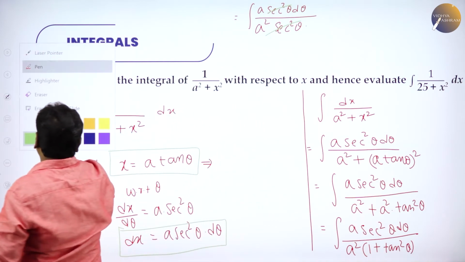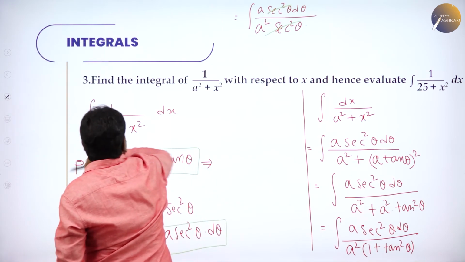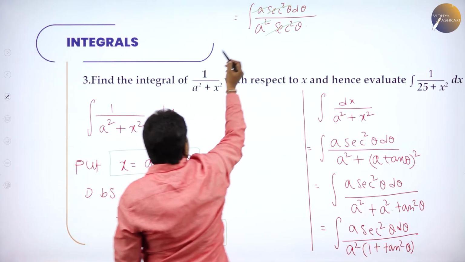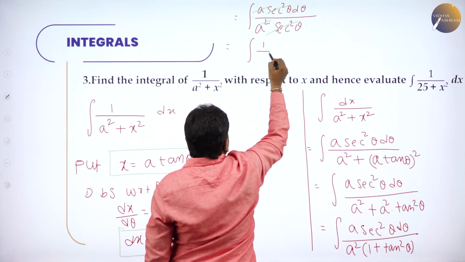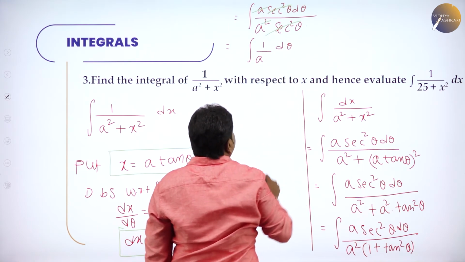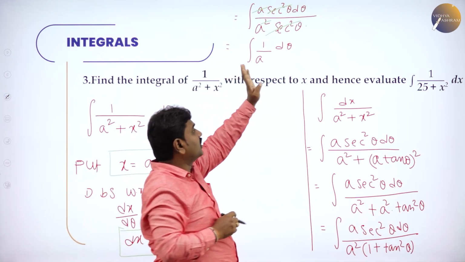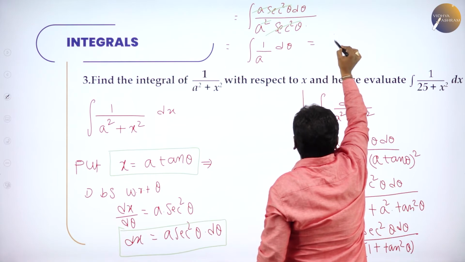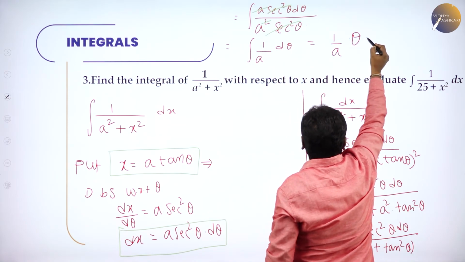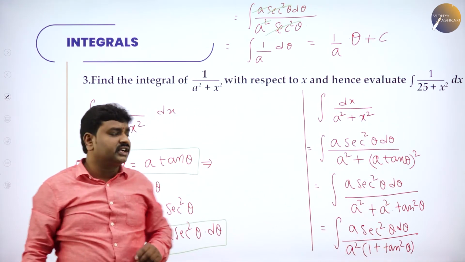Now further simplify this. Further, secant square theta cancels. And what is left out? 1a and 1a also you can cancel. So the left out terms: integration of 1 by a and d theta. That's it. All of you know integration of k dx is kx plus c. 1 by a is constant. So the answer is 1 by a theta plus c. Integration of d theta is theta plus c. This is the answer. But theta is our assumption, so rearrange and get theta.